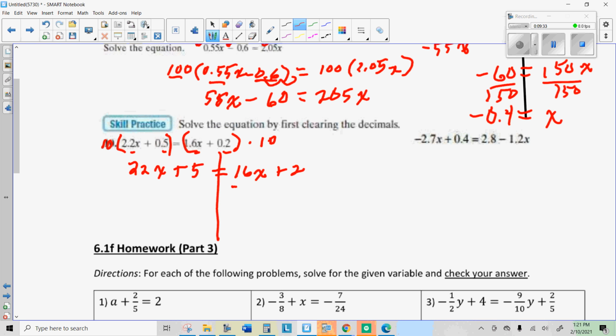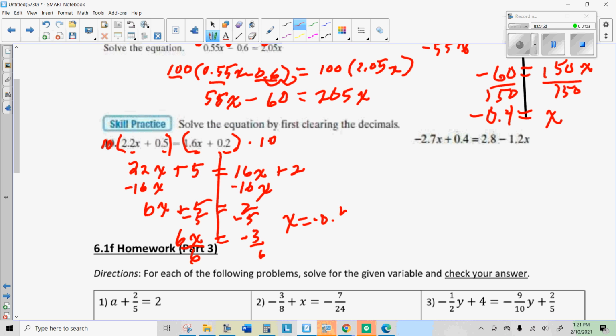Now we can get rid of the x from one side. So we get 6x plus 5 equals 2. Subtracting 5 gives us negative 3. And then dividing by 6 gives us negative 0.5. It's a negative sign right there.